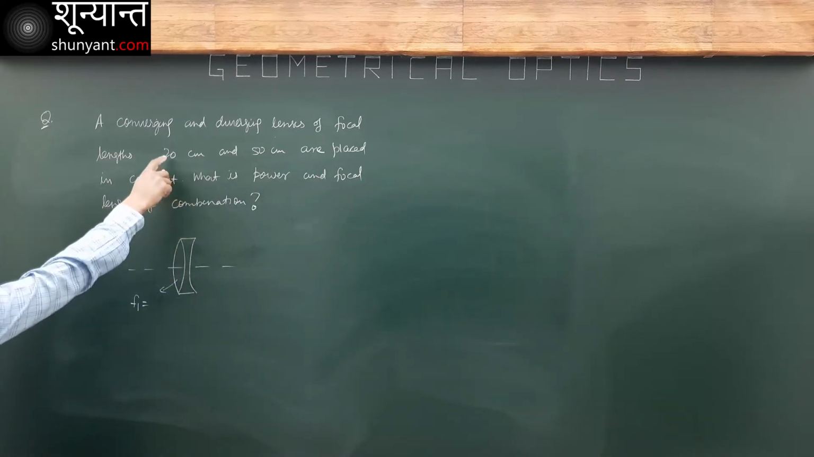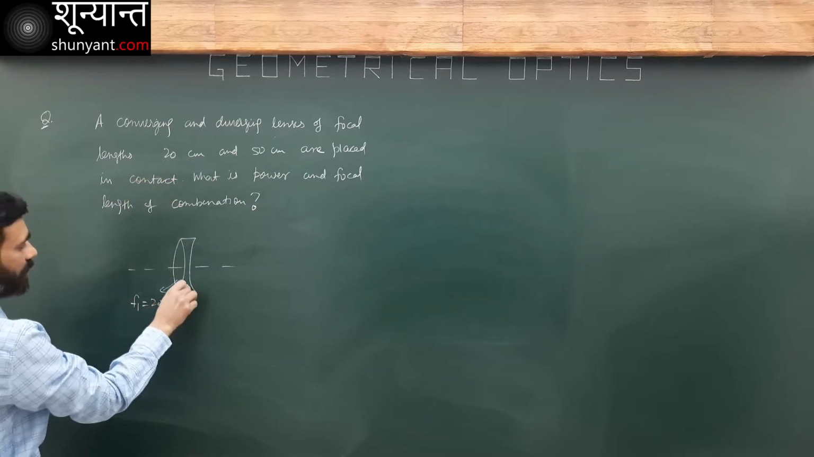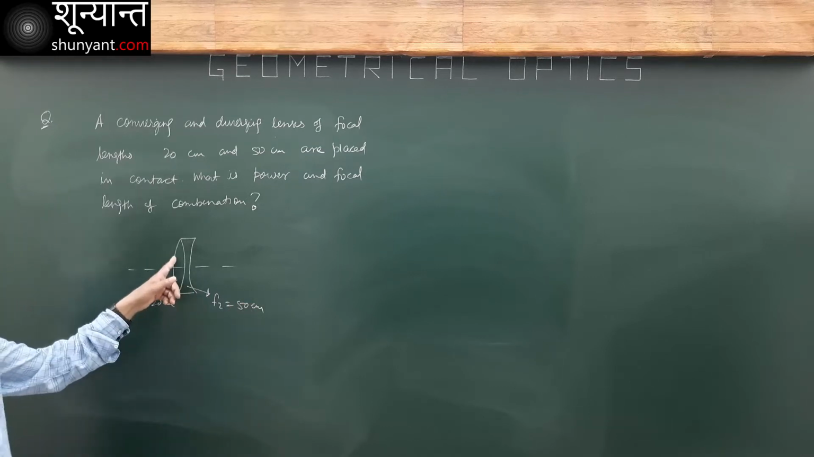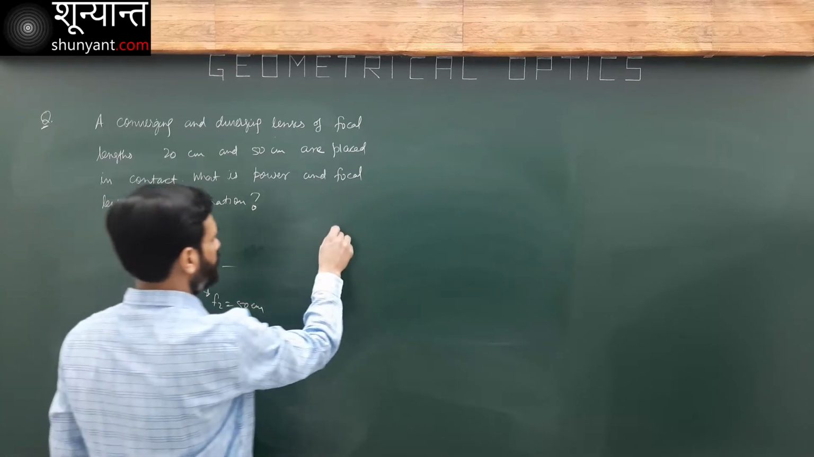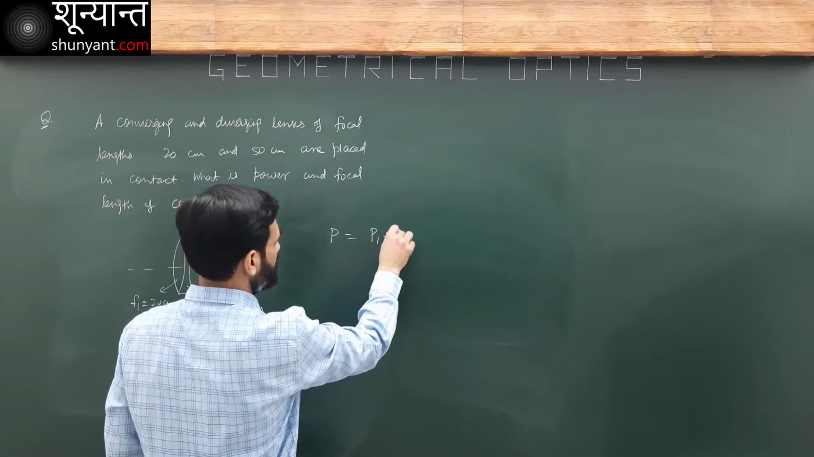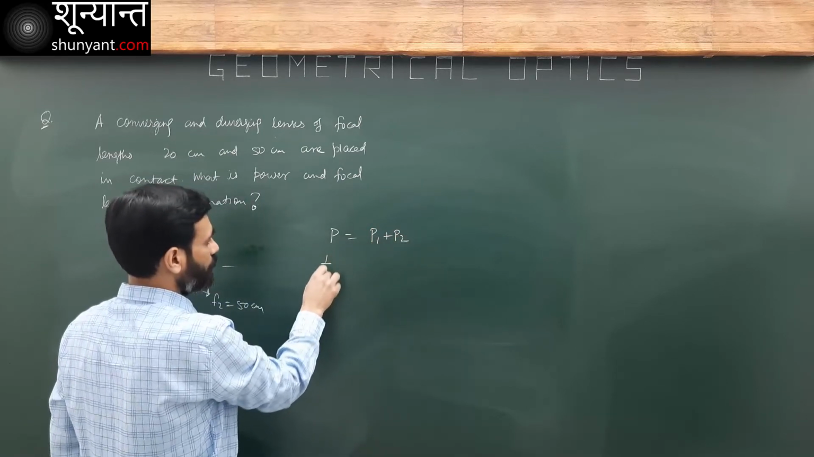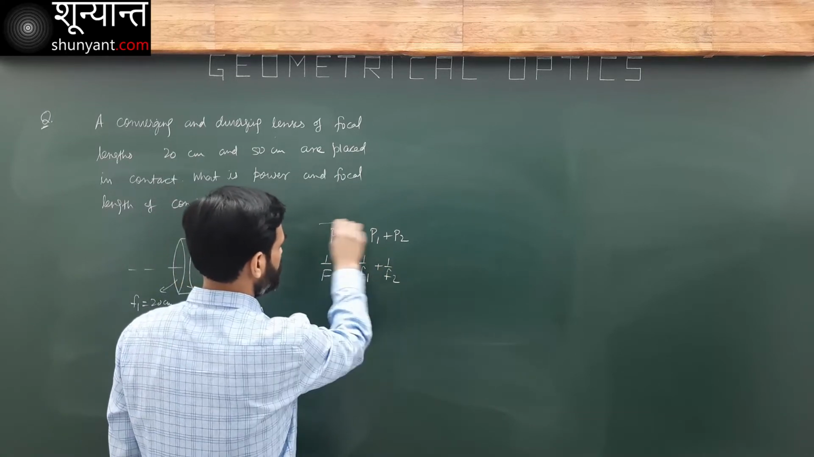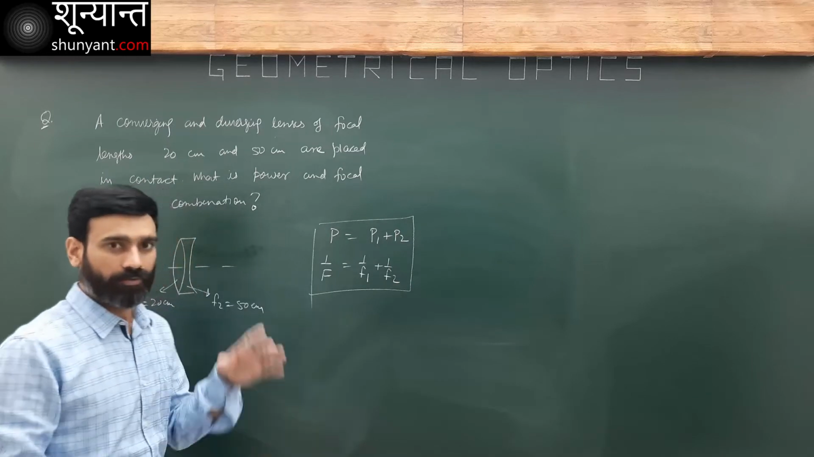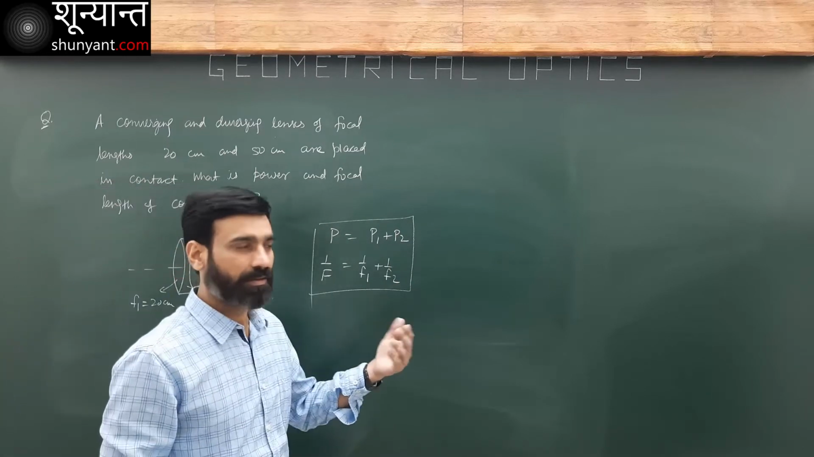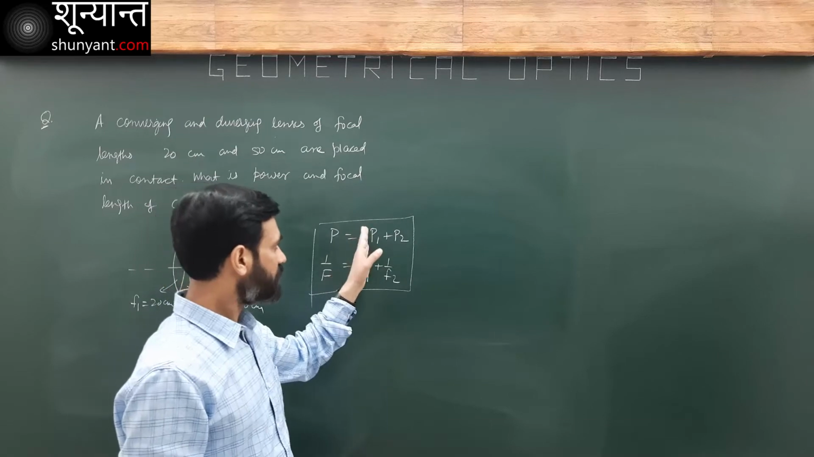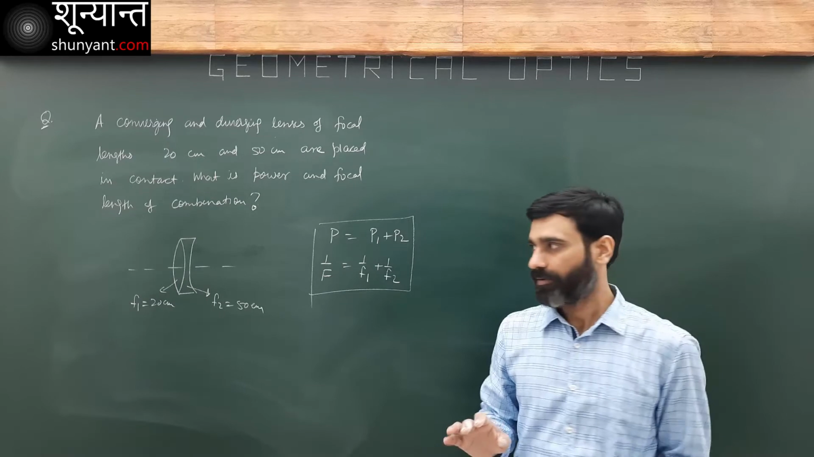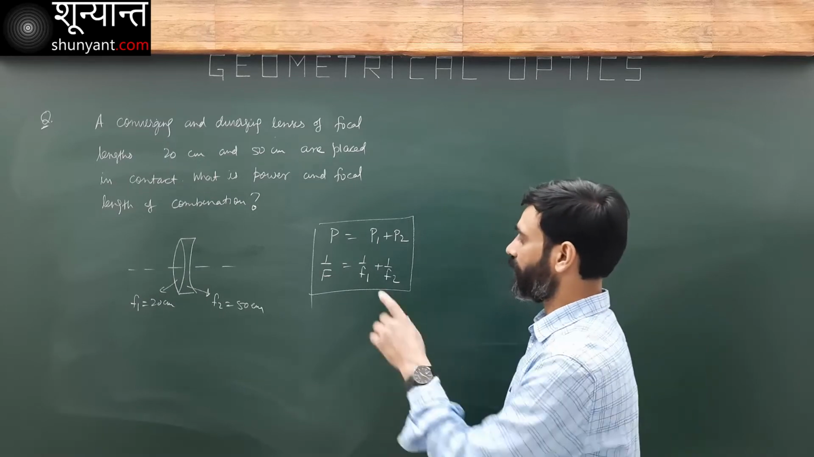So f1 is 20 centimeter and this f2 here is 50 centimeter. This is converging, this is diverging. Now what is the relation? Power of combination is P1 plus P2, and focal length 1 over f will be equal to 1 over f1 plus 1 over f2, for two lenses in contact. If I have 3 lenses, 4 lenses, 5 lenses, I just have to add all the powers. Got this idea?